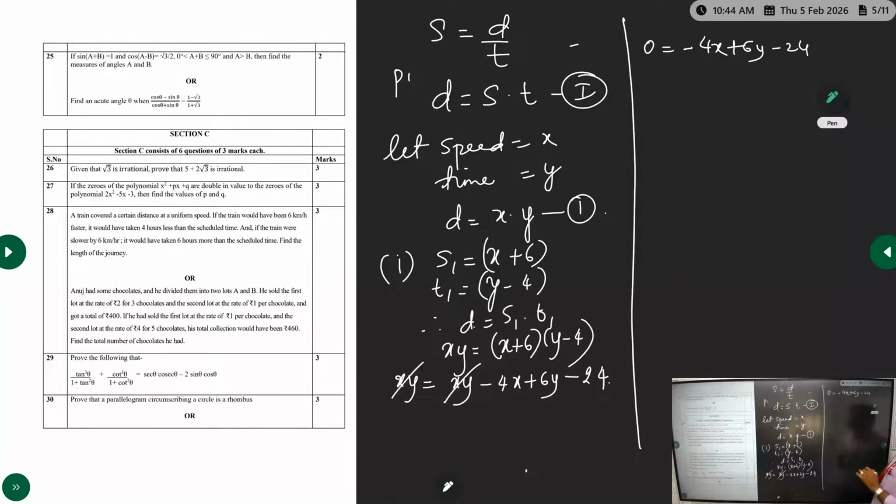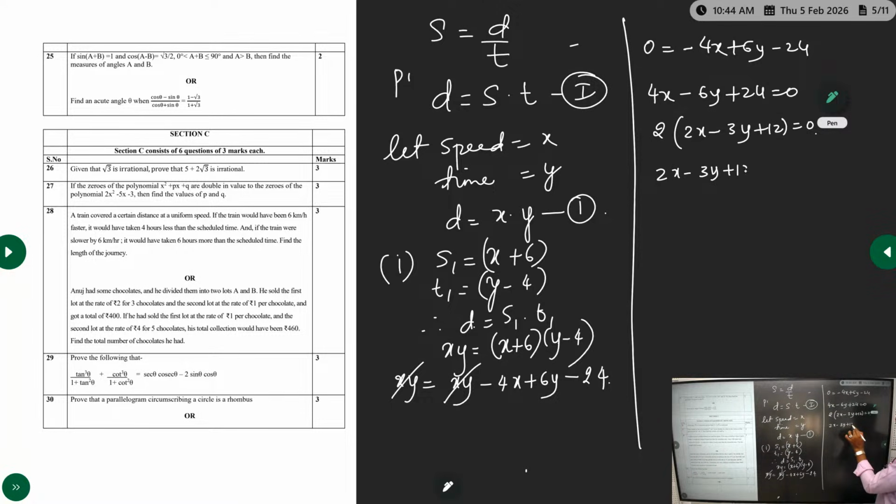How do you rewrite this? If you want to shift all the values to the LHS, what will it become? 4x minus 6y plus 24 equal to 0. Should I keep it like this or can I still simplify? Simplest form. I can reduce it to simplest form. 2 table, I guess. 2x minus 3y plus 12 equal to 0. 2x minus 3y plus 12 equal to 0 is equation 1. Complete this first.